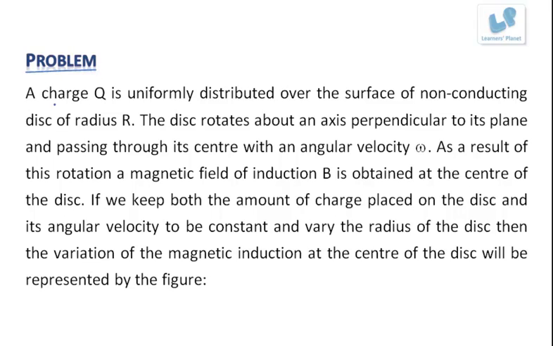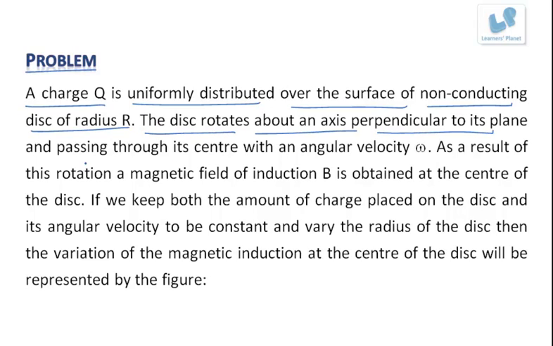Next problem. A charge q is uniformly distributed over the surface of a non-conducting disk of radius r. The disk rotates about an axis perpendicular to its plane and passing through its center with an angular velocity omega. As a result of this rotation, a magnetic field of induction B is obtained at the center of the disk.